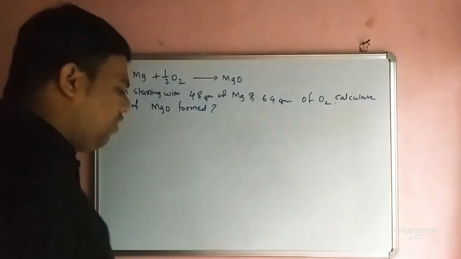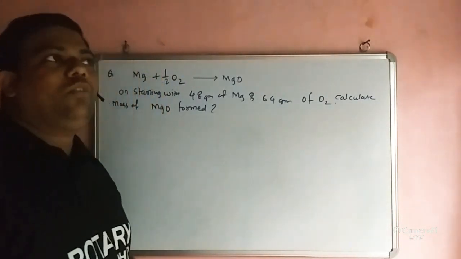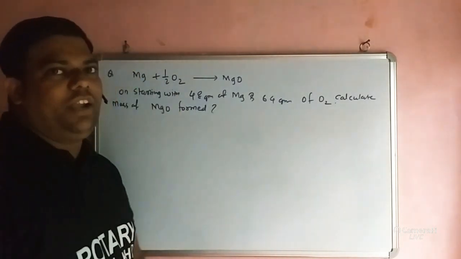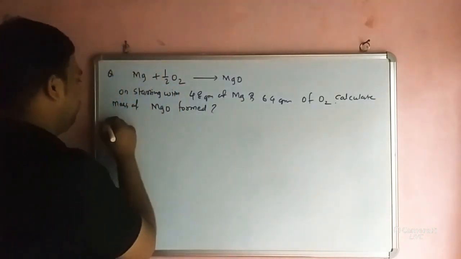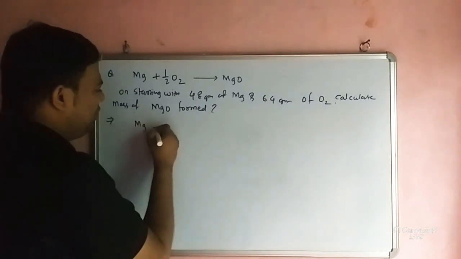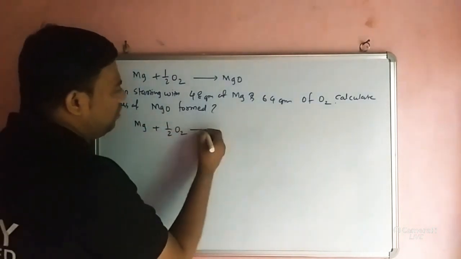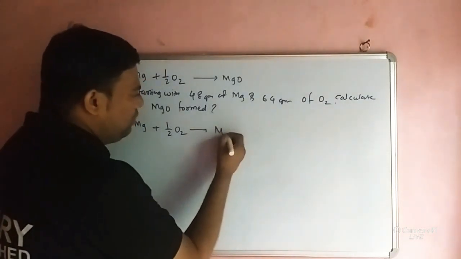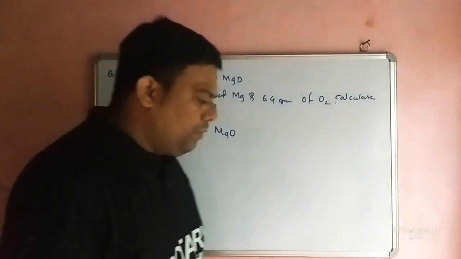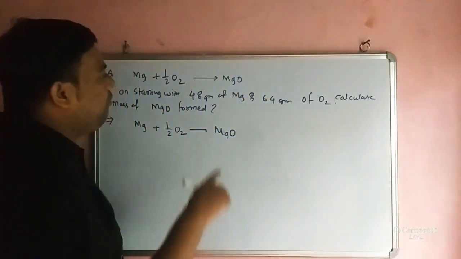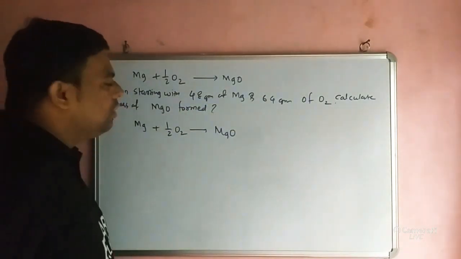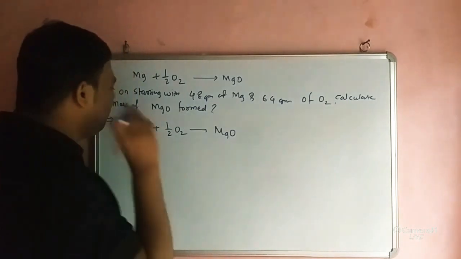Mg plus half O2 gives MgO. Now here we have to write the reaction first. Whatever they give, the reaction is already given, so we just rewrite this equation again. Mg plus half O2 gives MgO. Now as you know, how much do they give? Yes, beta, 48 gram of Mg and 64 gram of O2.